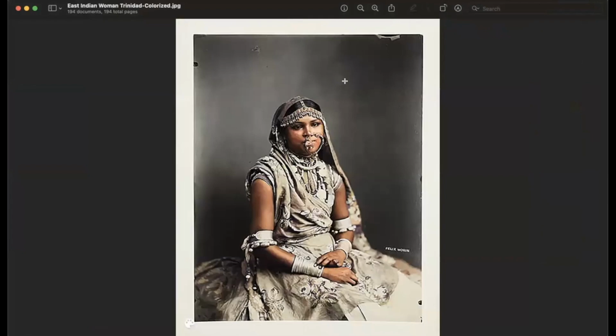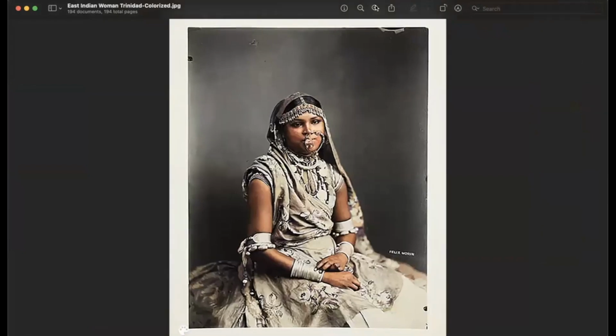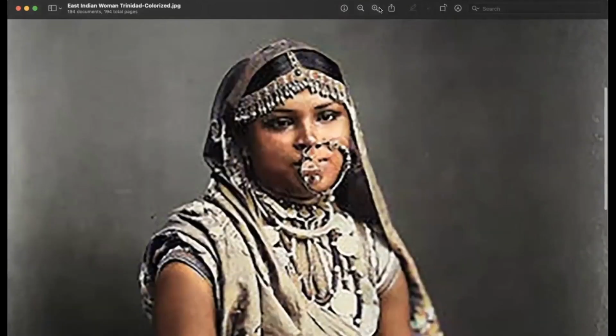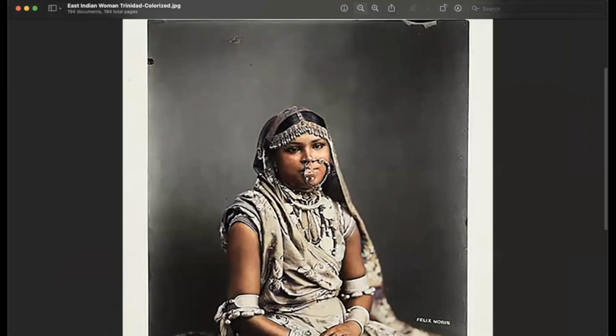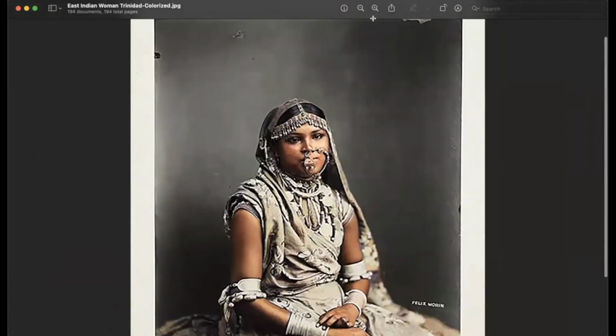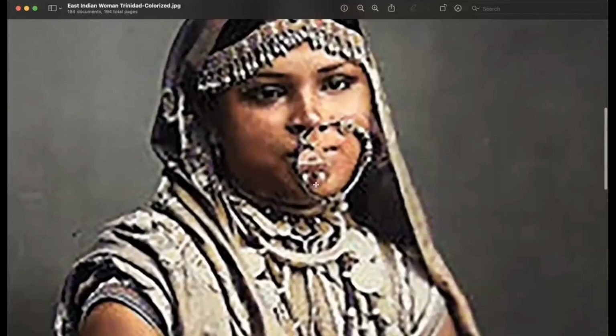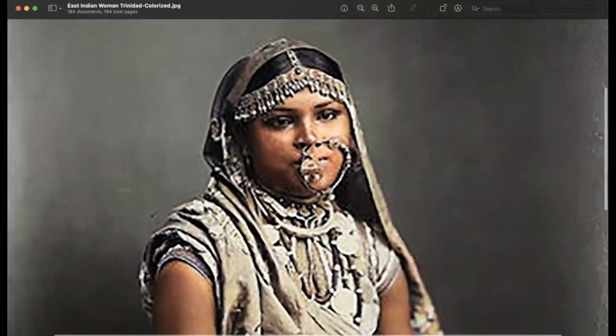Here we have another East Indian woman. This is from Trinidad, all right, from Trinidad and Tobago. Take a good look at her. This was an old and very small picture, so I had to fix it up a little bit and make it bigger so it looks a little pixelated. But look at her earring coming to her nose. The picture's not too good.